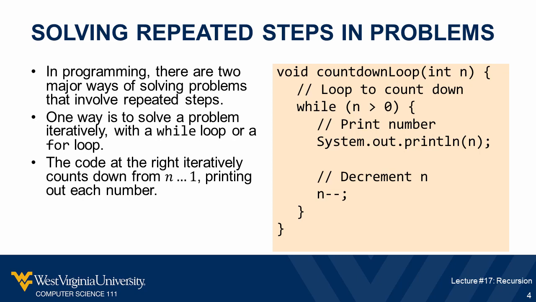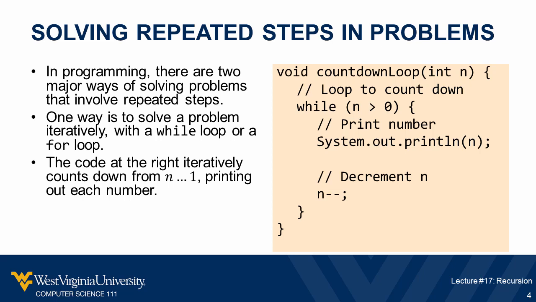So the iterative solution of this problem is to have a while loop, and while n is greater than 0, we're going to print out n, and then decrement n, and then we repeat that. Eventually we'll get to the point where n is 0, and then we're going to fall out of the loop, and then our method will return and be done.